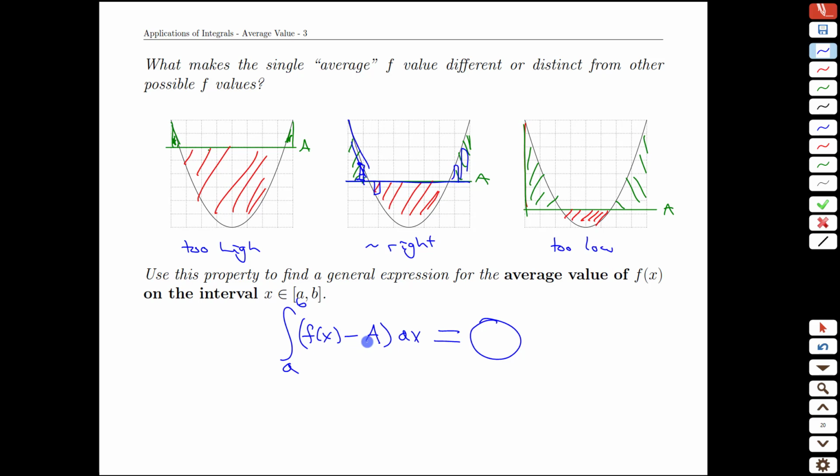As we add up the function minus a, we're going to get positive things for these green regions, negative contributions for this red region, and if we want them perfectly balanced, the integral will work out to exactly 0. So that's a fun way to already connect the idea of an average value, which is just a vertical level, with the idea of integration.